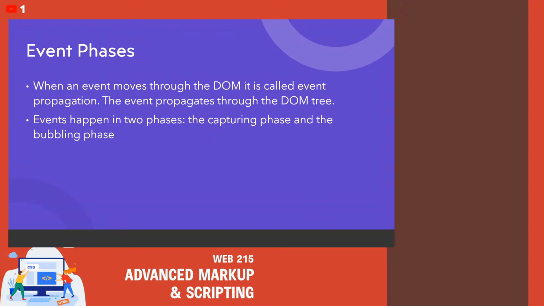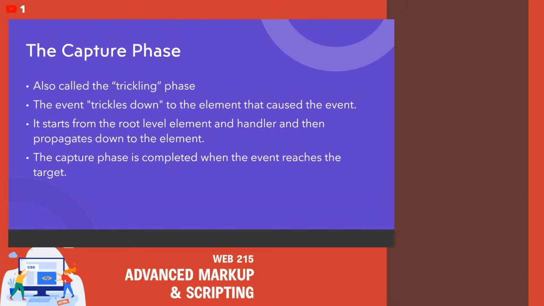So when we think about moving through the DOM tree, we can think about it going either up from the bottom, from the child element up to the parent element, or from the top down, from the parent element down to the child element. And so going from the top down, that's the capture phase. We also call this the trickling phase, right? The event trickles down to the element that caused the event. So it starts to propagate from the root level, from the parent element, and then propagates down to the element where it needs to do its thing.